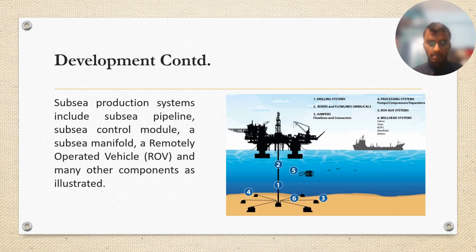On this slide, a subsea production system diagram has been shown on the right side, where subsea production systems include subsea pipeline, subsea control module, a subsea manifold, a remotely operated vehicle, which is in short known as an ROV, and many other components as illustrated on the right side of this slide.